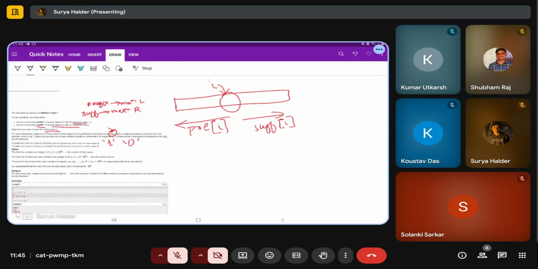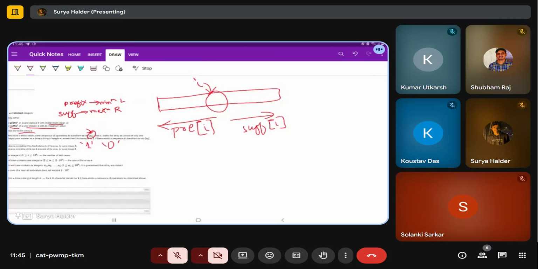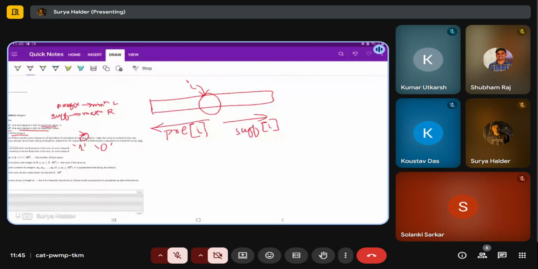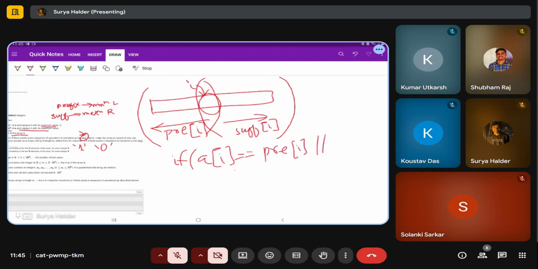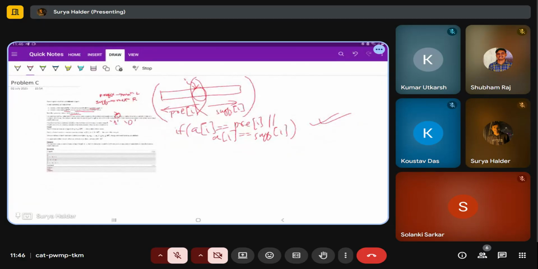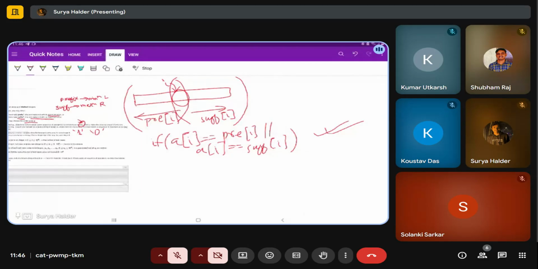So for the ith index, suppose there is a prefix of I and there is a suffix of I. One of the operations is that I will be replacing the entire subarray with the minimum of prefix of I, or this subarray with the maximum of suffix of I. So suppose a of I is equal to prefix of I, or a of I is equal to suffix of I, then this means I can replace the ith index with an array of size 1 whose element is also a of I.